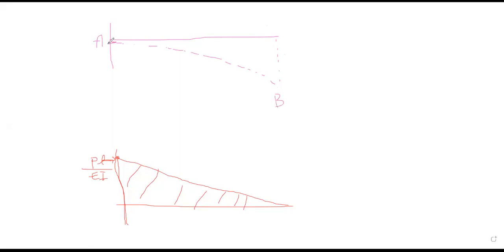So at A, what is theta? It's a fixed support, right? It does not allow any rotation. So that is theta A is 0. So the tangent here is horizontal, right? Tangent at A, right? So the tangent at B, you can draw like this.